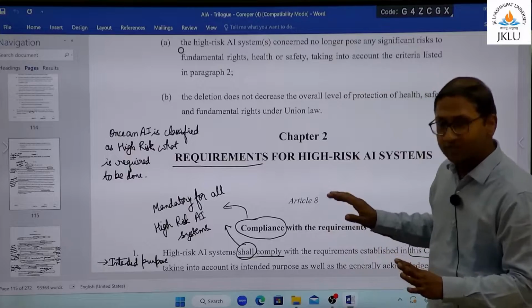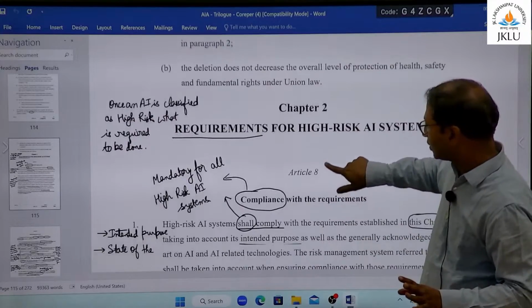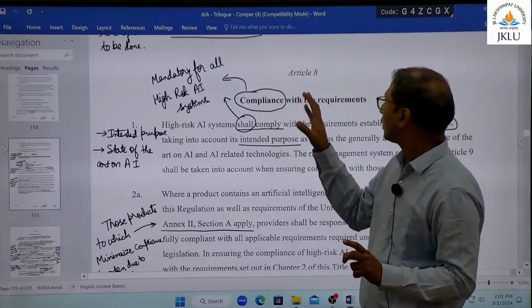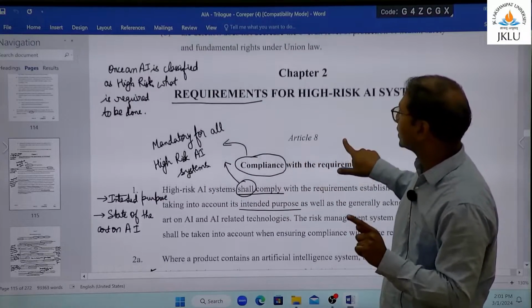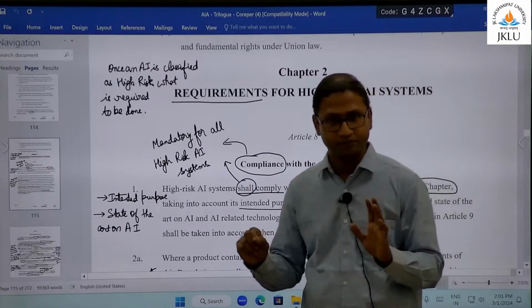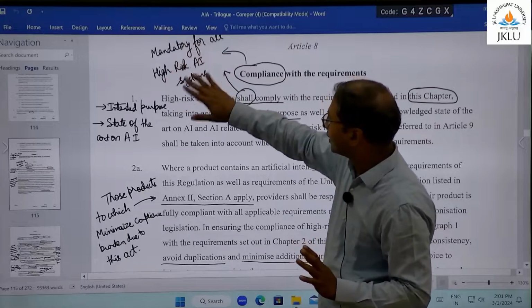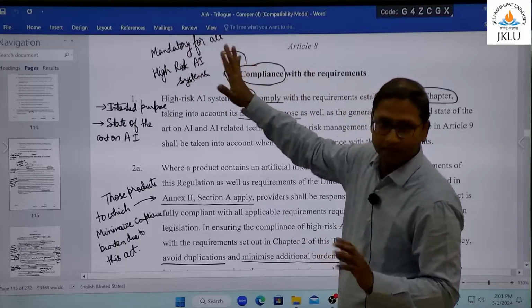So what is the first thing? We had talked about this. What is the first thing? So you have to be in compliance with the requirements set out in this chapter. That is the first thing. And this was just one thing, mandatory for all high risk AI systems, this compliance.